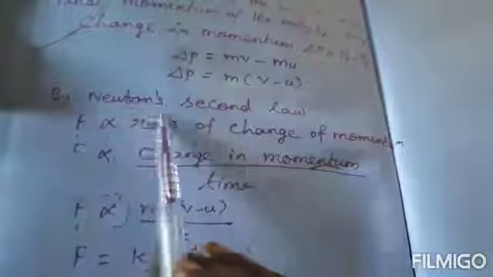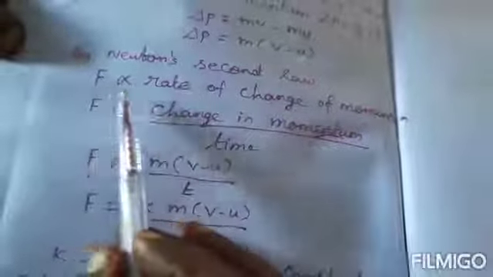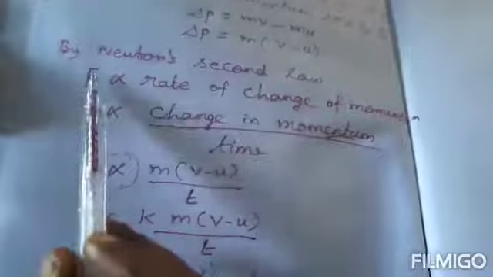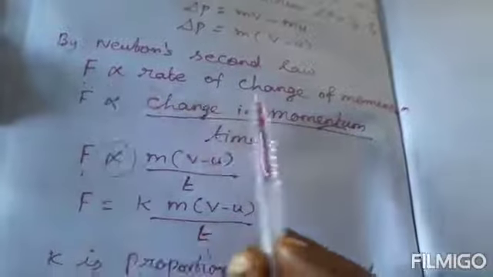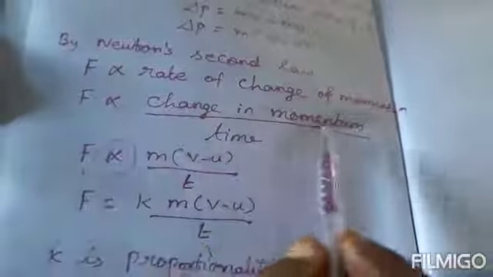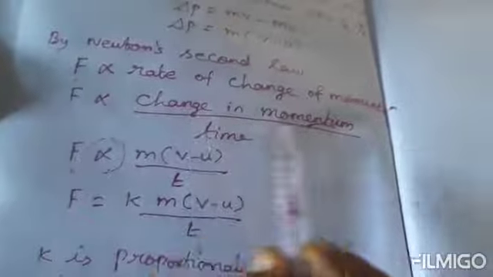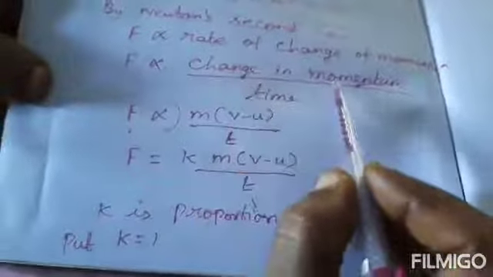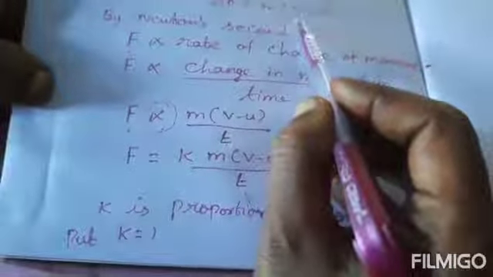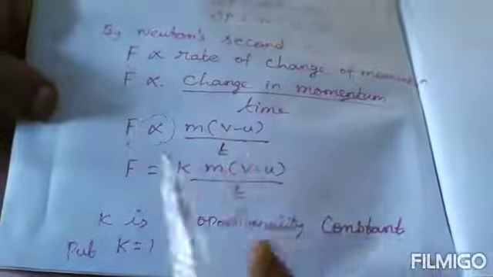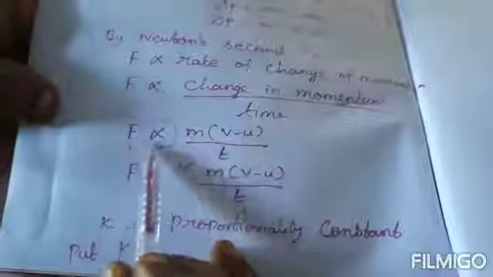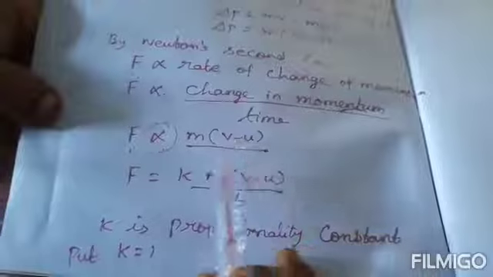Then by Newton's second law, force is directly proportional to rate of change of momentum. That you know. So we have to write force is directly proportional to rate of change of momentum. Then rate of change of momentum formula: change in momentum divided by time. So force is directly proportional to change in momentum divided by time. Then again you have to write the formula for change in momentum. What is the change in momentum? m into v minus u, divided by time t. So we have to write F is directly proportional to m into v minus u divided by t.